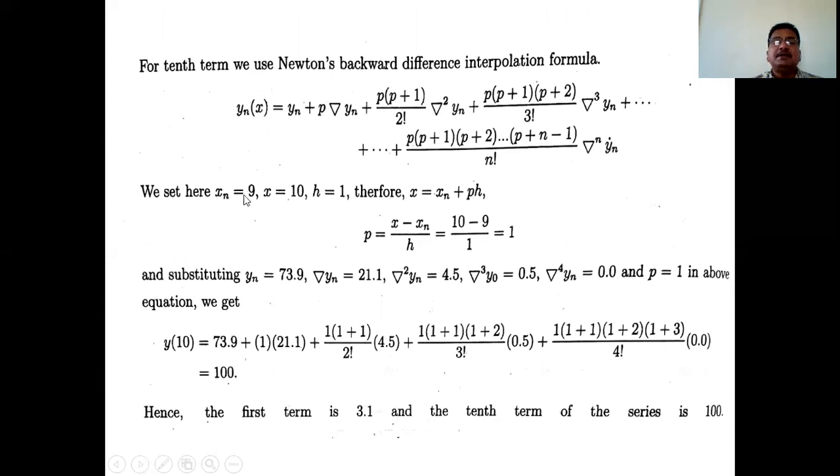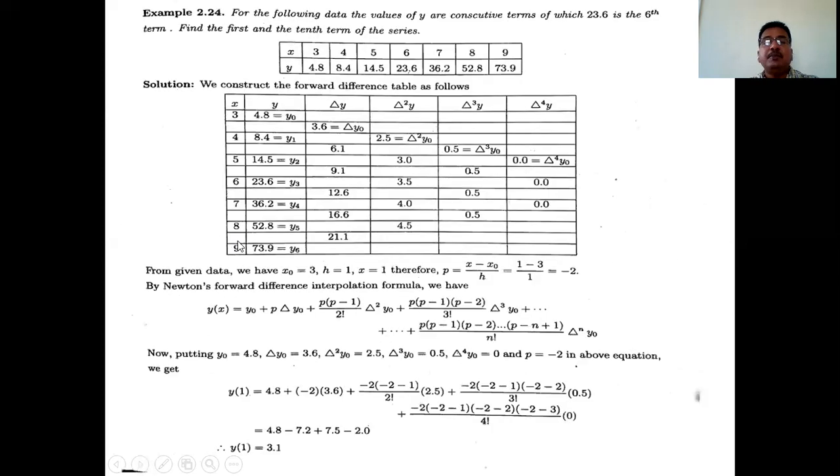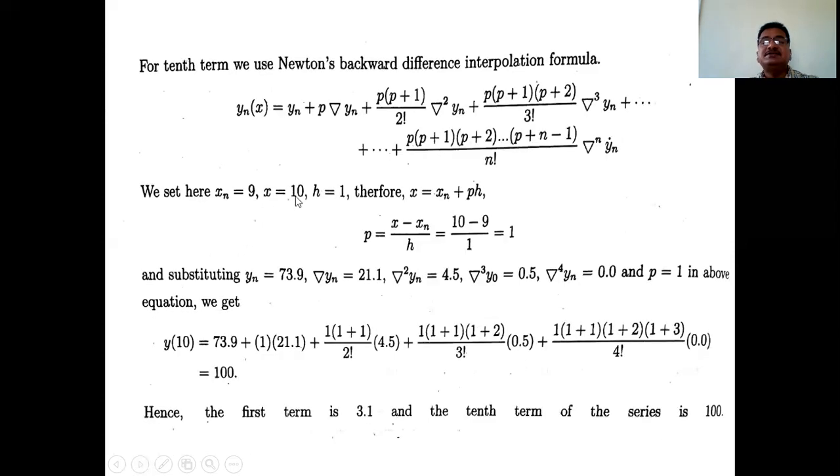And what is a plus nh? That is the last term, 9. The last value of x is 9. So a plus nh is 9. Then x is 10. That is, we have to find the value at 10. And h is what? The common difference is 1. And then find u as (x minus (a plus nh)) divided by h. That is, in brackets, a plus nh, the last point. x is 10, the last point is 9, divided by h, which is 1. So u is 1. And then substitute and write all the values.